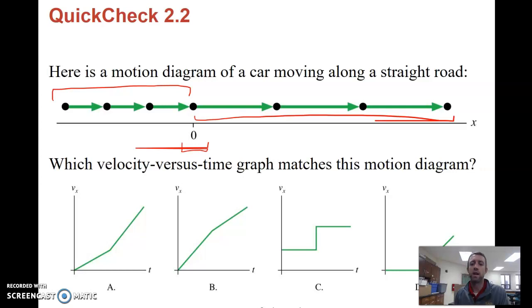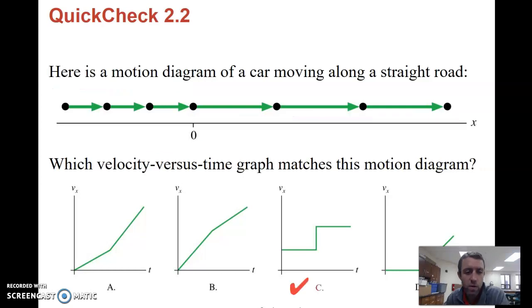It's moving in the positive direction the whole time, so that means we're going to have positive velocity the entire time. So which graph, A, B, C, or D, can represent this motion? It starts off moving slower, and then it increases. So, of course, it would be C. So remember, during the first time interval with those three arrows, the velocity is not changing. It's remaining constant, which is why this section here is flat. It's a constant velocity.